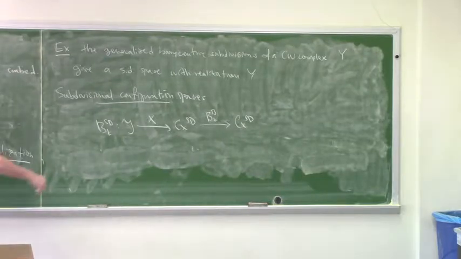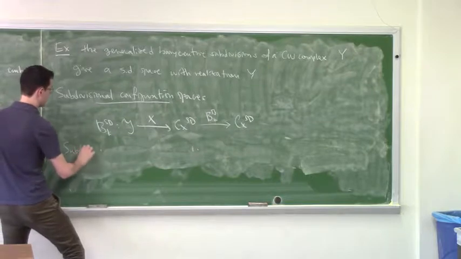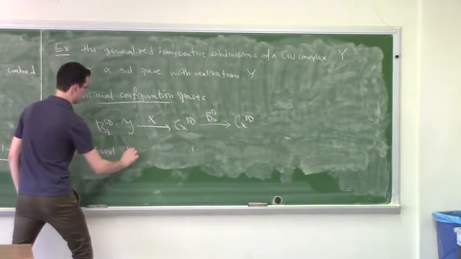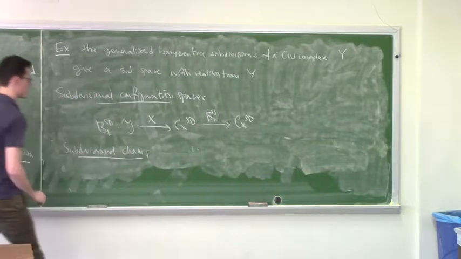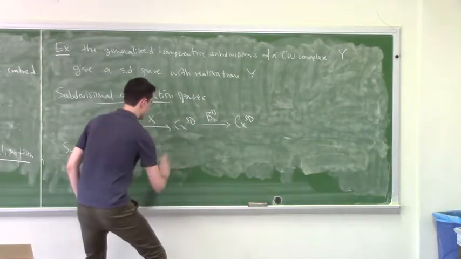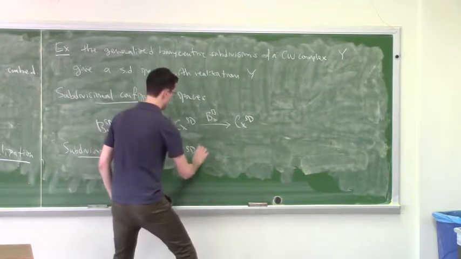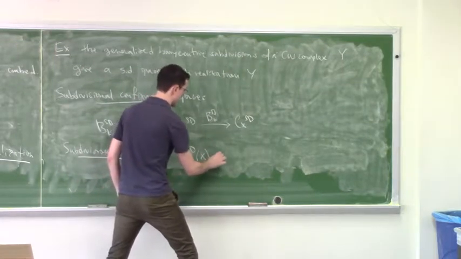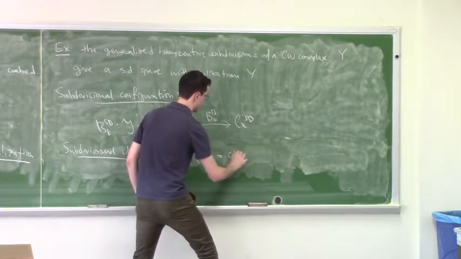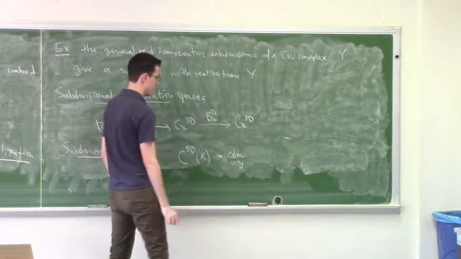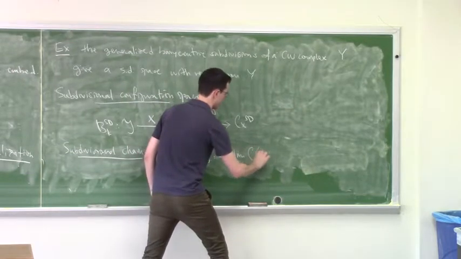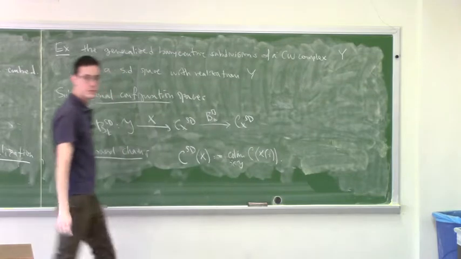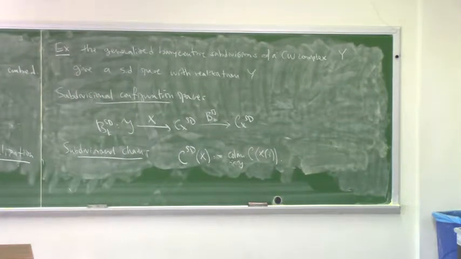What else do we have? We have a natural notion of homology for these things. Subdivisional chains, which I'll write CSD of X. And what's that? It's just the colimit over the indexing category of cellular chains on the values of the functor. C here is just cellular chains. Okay. Great, so we have kind of all of the pieces that we need to do what we want.